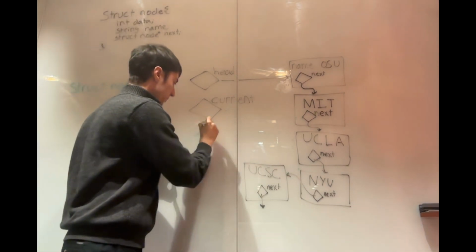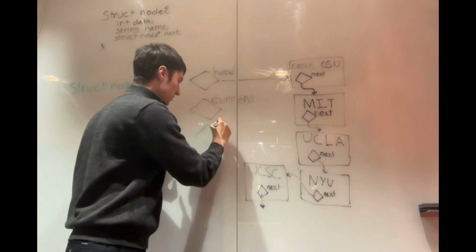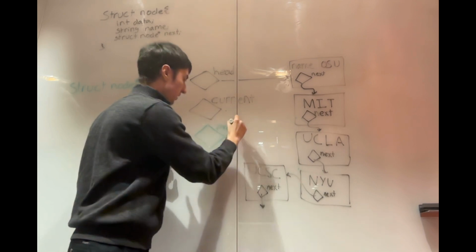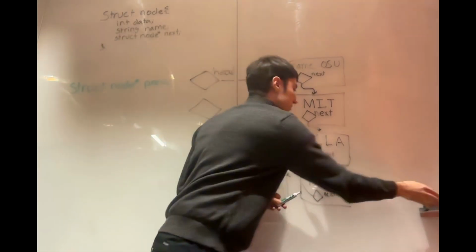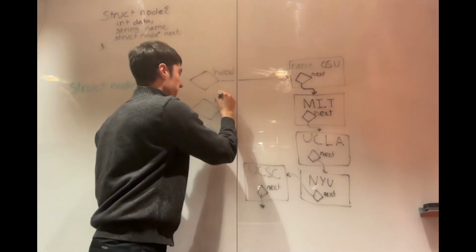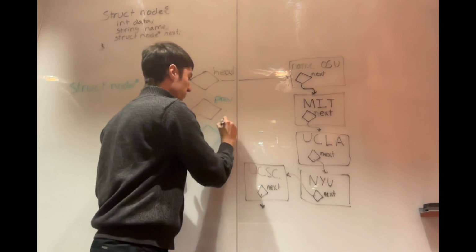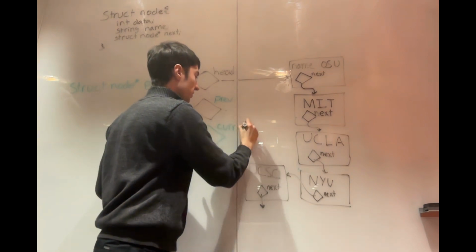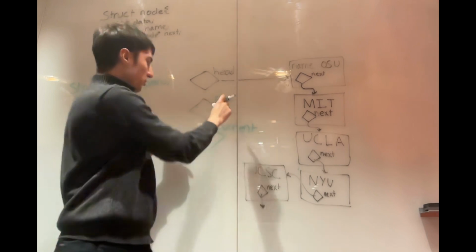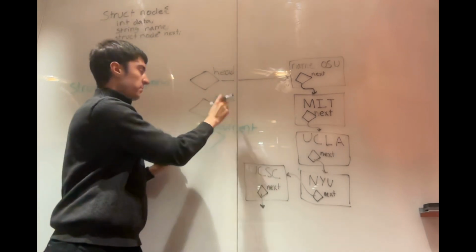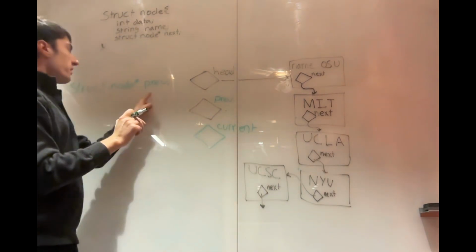So here we go, struct node, and this is previous. Okay, well actually, hold on. Let's just make this one previous and this one current, just so that we don't have lines kind of mixing up, right? They're both struct node pointers. Okay, cool. So we created this.